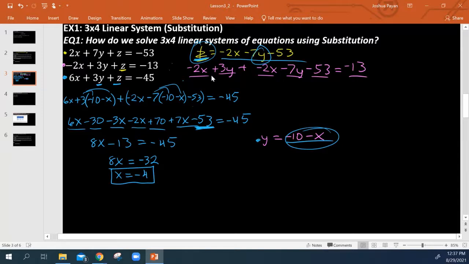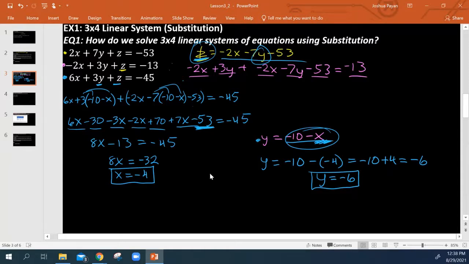So what I can go ahead and do is plug in what x is equal to right over here to figure out what y is. Then when I know what y is, I can plug that in over here to figure out what z is. But I'm getting ahead of myself. So let's do that. x is negative 4, so y is equal to negative 10 minus negative 4, which of course is negative 10 plus 4, which is negative 6. So y equals negative 6.